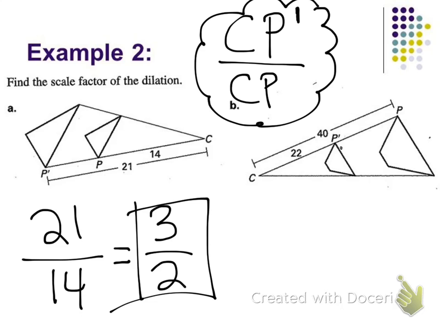And then part B, again, we want C to P prime first. How long is it from C to P prime? Good. And then C to P? 40. Good. Some students in my last class were trying to decide, does the bigger number always go first? Does the smaller number always go first? It depends on the problem. Don't think about it that way. Think about it as C to P prime over C to P. All right, and then anytime you can reduce. Those are both even numbers. 2 goes into 22 11 times, and it goes into 40 20 times.